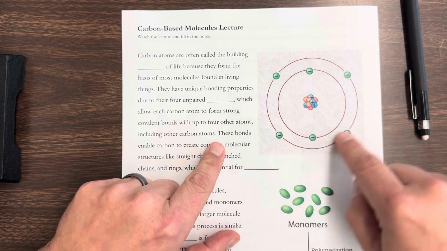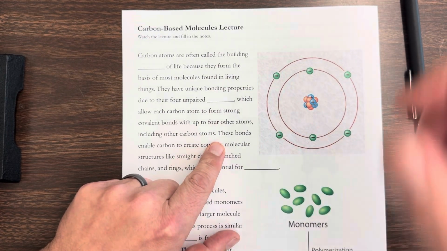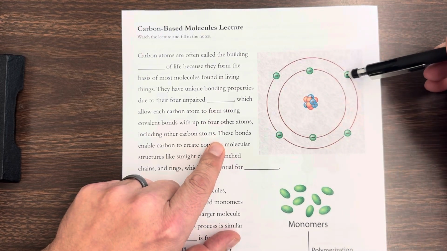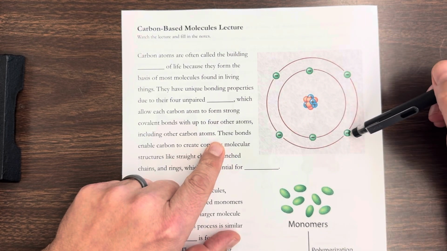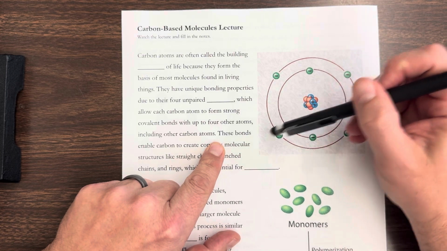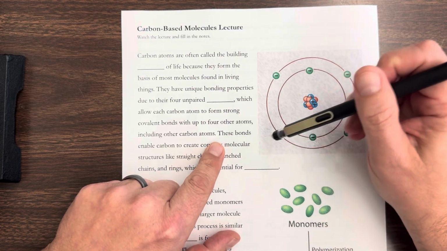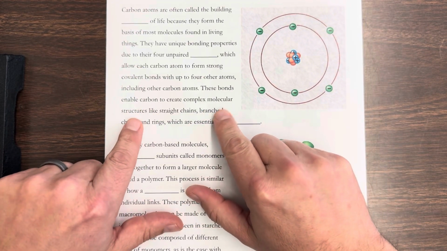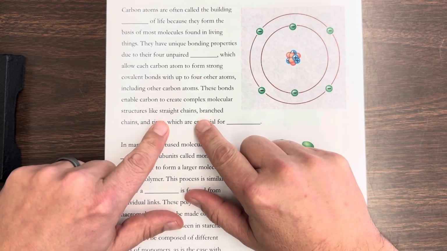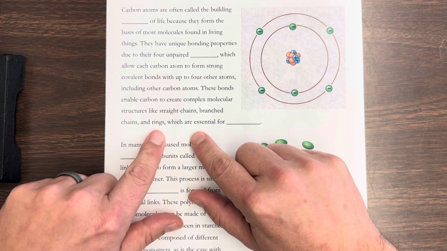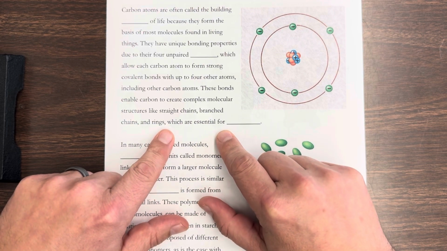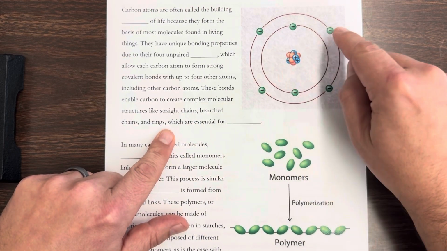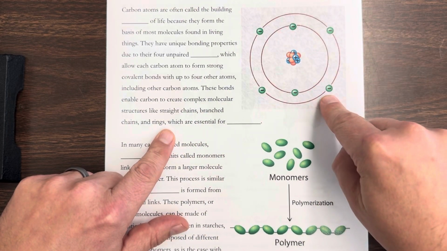So if you take a look, this is a carbon atom, and the four that they're talking about are these ones in this outer ring. Each one of these electrons can pair up with another electron in another atom and form a bond. These bonds enable carbon to create complex molecular structures like straight chains, branched chains, and rings, which are essential for life. So not all atoms can do this. Not all atoms have these four electrons on the outside.